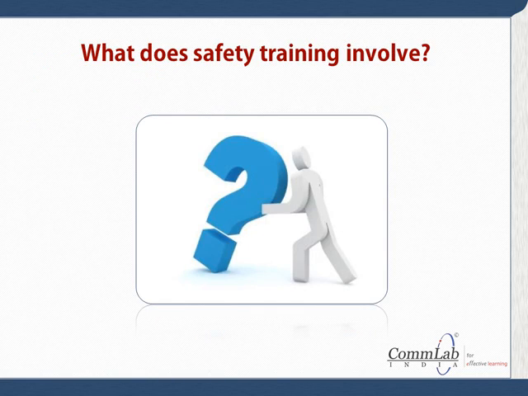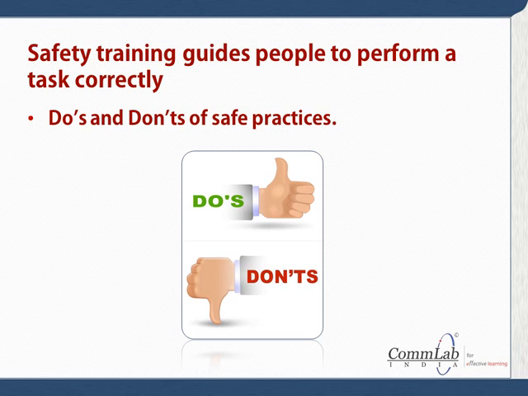So, if organizations have to conduct safety training programs, what do they have to do? What does safety training involve? Safety training involves guiding people to do a task correctly, telling them what they should or should not do, and providing them with the information about the best practices that keep them and their company safe.